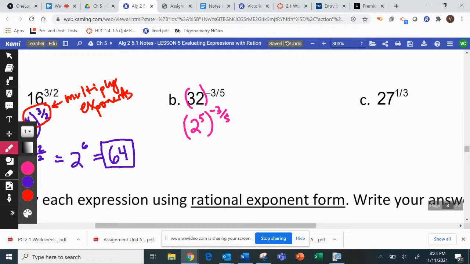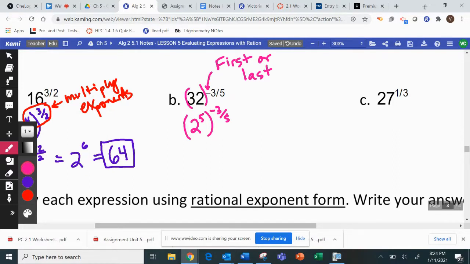Okay, and now, really, you can do this negative sign first or last. It doesn't matter. It doesn't matter if I flip it first and then do all of this, or if I do all this, then I flip it. It's not going to matter in the end.